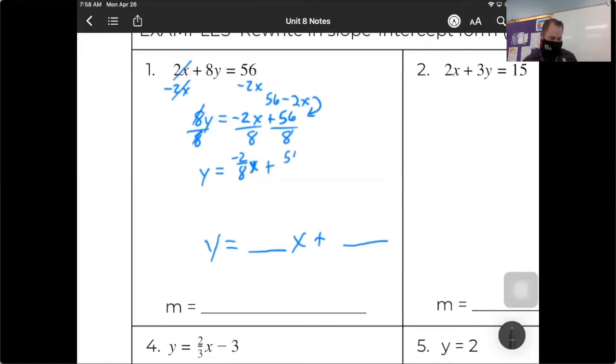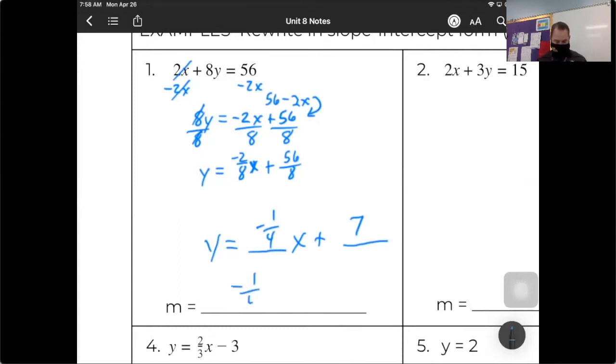Plus whatever 56 divided by 8 is. So let's simplify. What's -2/8 reduced to? -1/4. Good. And what does 56 divided by 8 become? 7. Good. So what is our slope of this line?